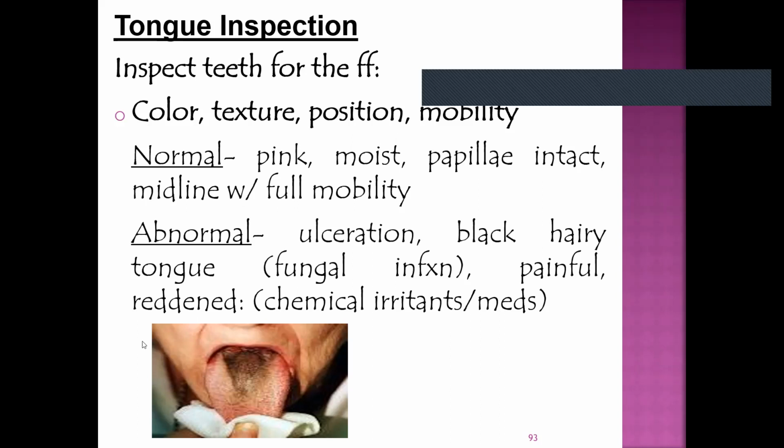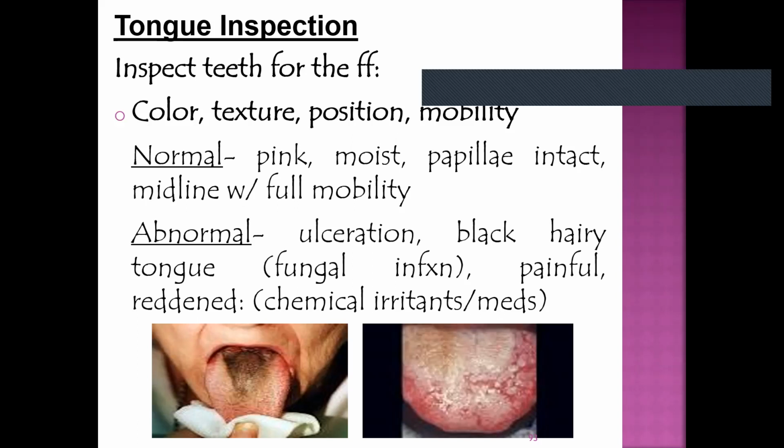Black hairy tongue is an example of a fungal infection. Painful, reddened tongue and chemical irritants can also cause burning of your tongue. This is oral thrush, a fungal infection. As I've mentioned, please ask for consent. For example, in this one the examiner is using a cloth or a tissue, not directly touching the tongue. My God, please don't do that.